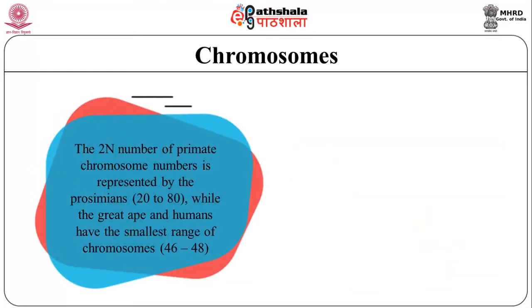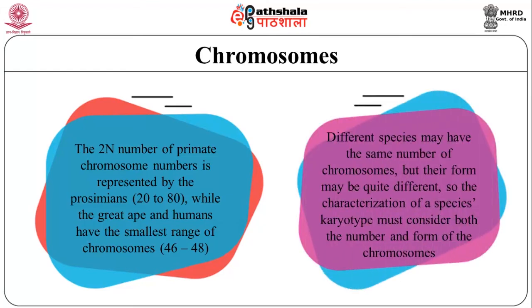The 2n number of primate chromosomes is most variable in the prosimians, which is 20 to 80, while the great apes and humans have the smallest range of chromosomes, which is 46 to 48. Different species may have the same number of chromosomes, but their form may be quite different. So, the characterization of a species karyotype must consider both the number and the form of the chromosomes.